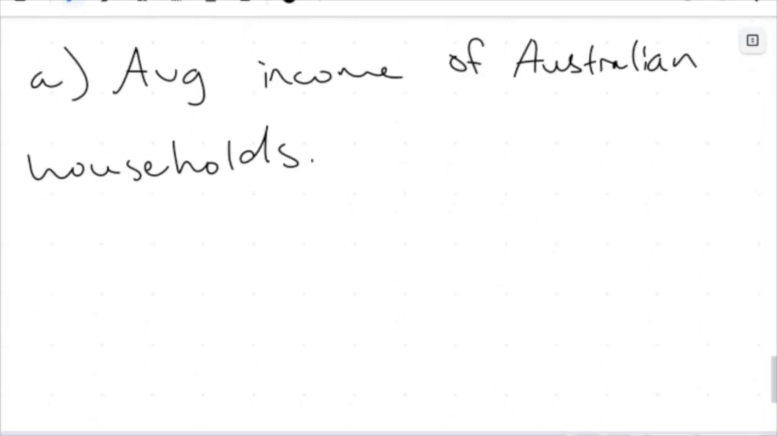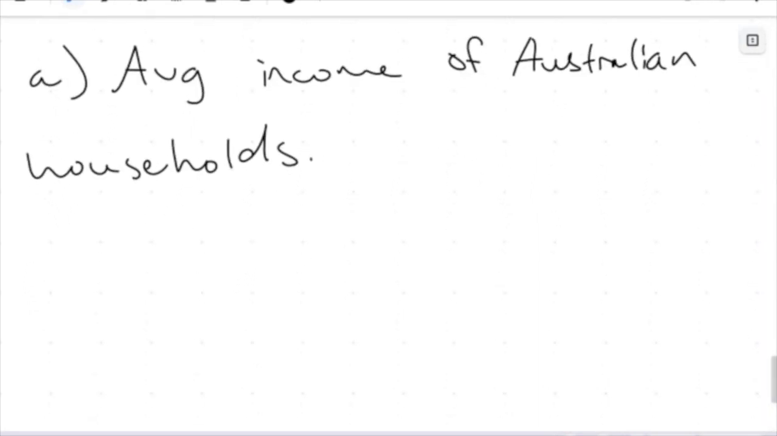Okay, now, average income of Australian households. Who do you think would likely be running this type of thing? Well, this is a pretty big piece of information, and we're going to want to collect this straight from the source. So who would likely want to know this? Well, it would probably be something like the Australian government.